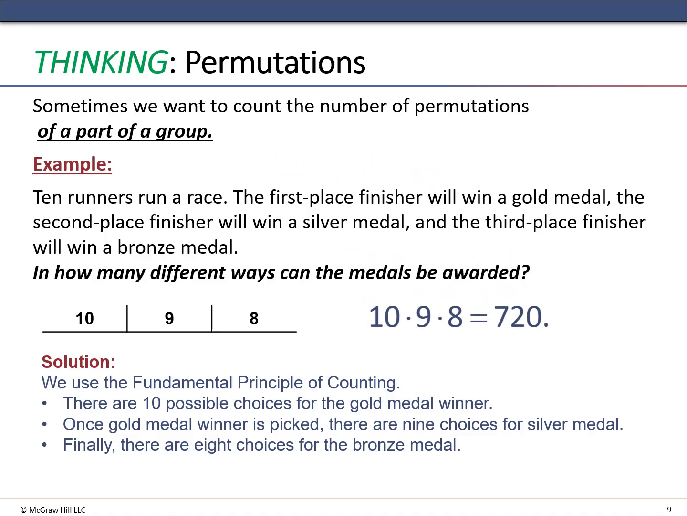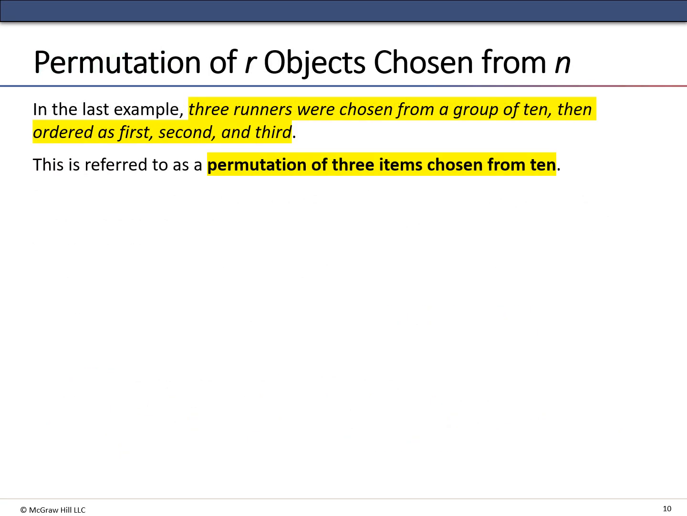So there's 720 different possible outcomes for this race. In the last example, the 3 runners were chosen from a group of 10, then ordered as first, second, and third. This is referred to as a permutation of 3 items chosen from 10. The permutation of 3 items chosen from 10 total, if you will.